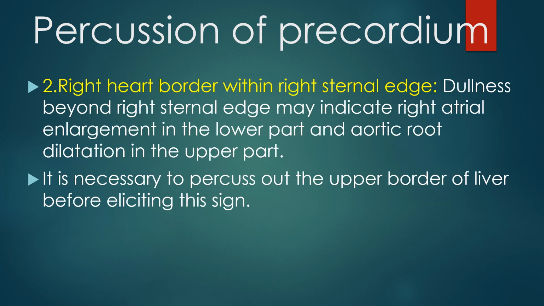2. Right heart border within right sternal edge. Dullness beyond right sternal edge may indicate right atrial enlargement in the lower part and aortic root dilatation in the upper part. It is necessary to percuss out the upper border of liver before eliciting this sign.